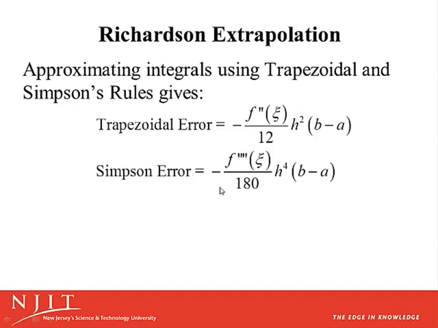The Simpson's rule error was minus the fourth derivative somewhere on the interval divided by 180 times the length of the interval, b minus a, times the subinterval size to the fourth, where by the subinterval size we mean that Simpson's rule using 3 points, those 3 points are each separated by a length of h, and so the whole interval separating those 3 points is 2h.